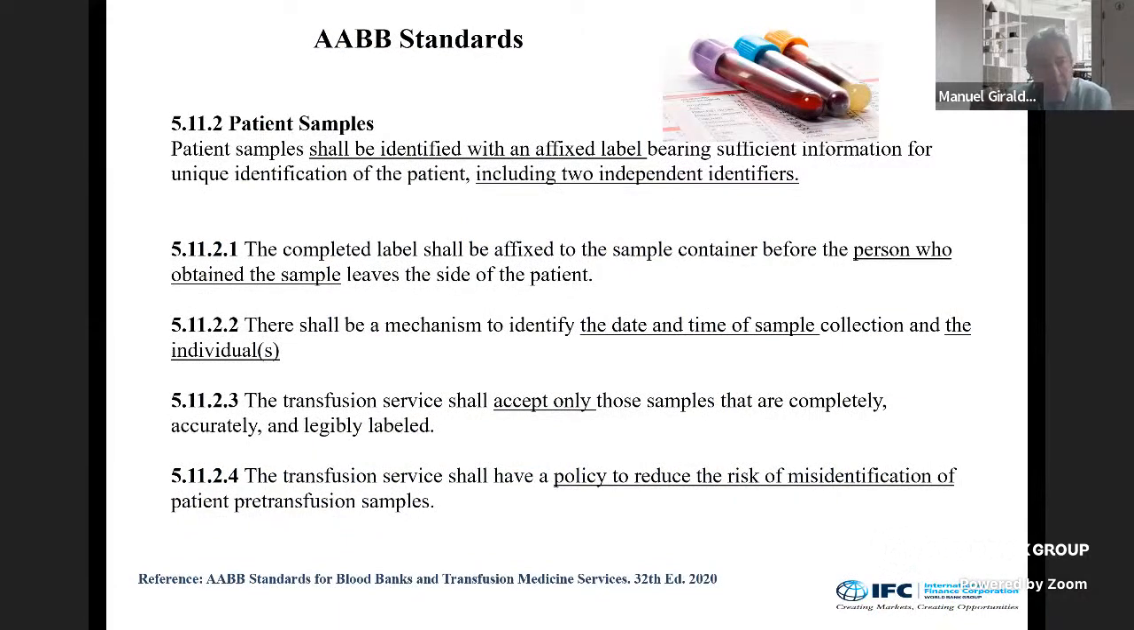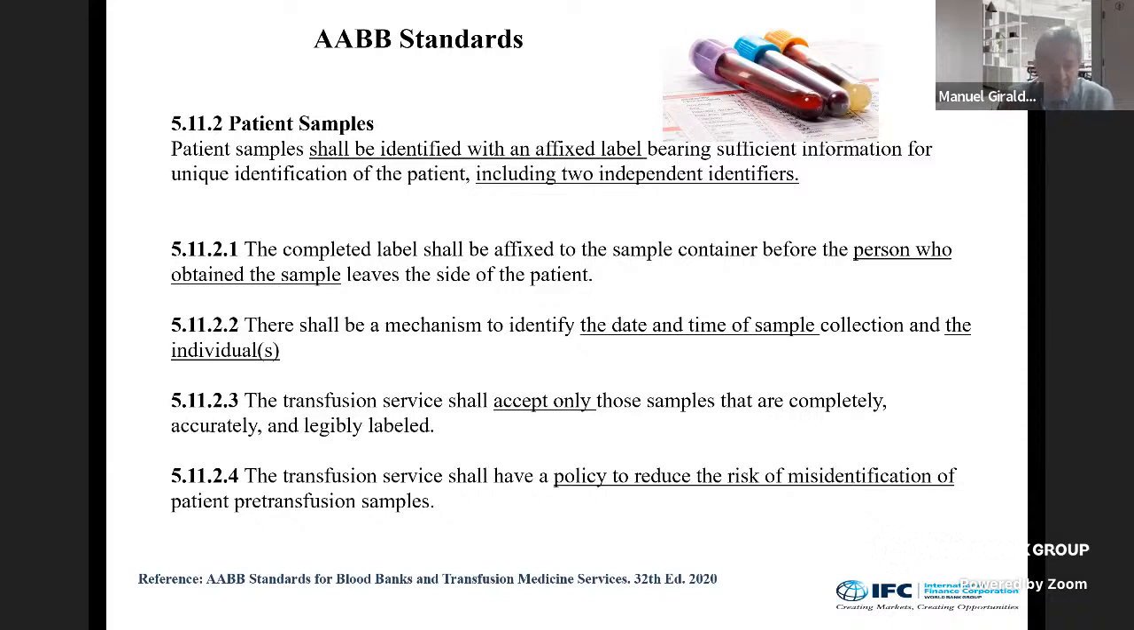So it's going to run to a few standards. The first one, we already saw. The second one is that the person who labeled the tube should label it before leaving the room and beside the patient, right? The second one is that it needs to have the date and time of collection and the individual that collected the sample so we can do traceability. The third one is that the lab should develop policies to reject samples that are not accurate and not legible. So we need to develop those policies, especially for blood transfusion.